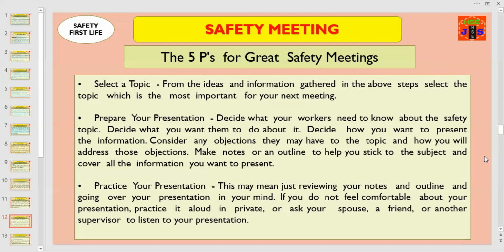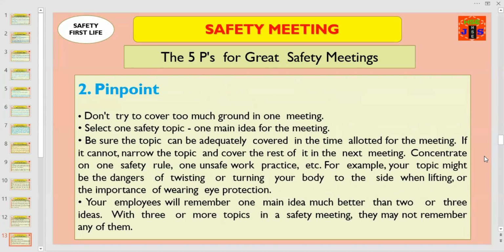This may mean just reviewing your notes and outline and going over your presentation in your mind. If you don't feel comfortable about your presentation, practice it. Practice it aloud in private, or ask your spouse, a friend, or another supervisor to listen to your presentation. In this way, you will gain confidence, and on the day of the meeting, you will be bold enough and will present the safety meeting in a more impressive and effective way. P number 2, pinpoint.